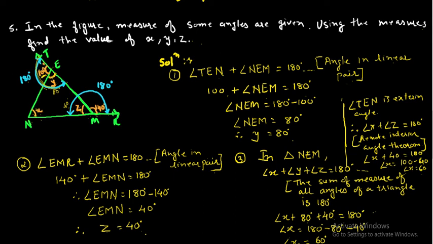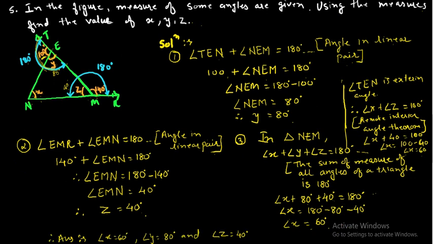Okay, so angle x plus 80 plus 40, that is 140. You can first add and then shift it to the opposite side of the equals sign, or you can subtract 80 and 40 from both sides. You can do it this way too, and then you will get the value of x.